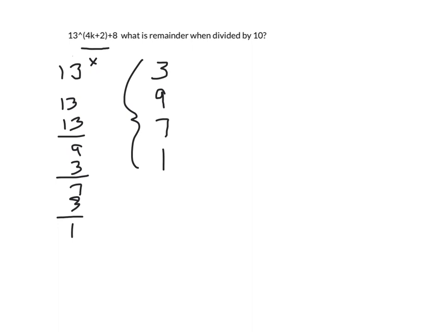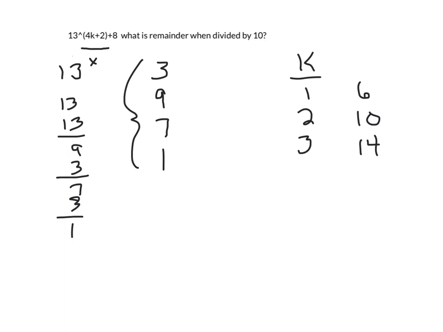Now, let's look at 4k plus 2. Let's see what those exponents are going to be. If k is 1, you've got 4 times 1 is 4, plus 2 is 6. And if k is 2, that's 4 times 2 is 8, plus 2 is 10. And if k is 3, 4 times 3 is 12, plus 2 is 14. I'm going to stop there. So what is that doing?